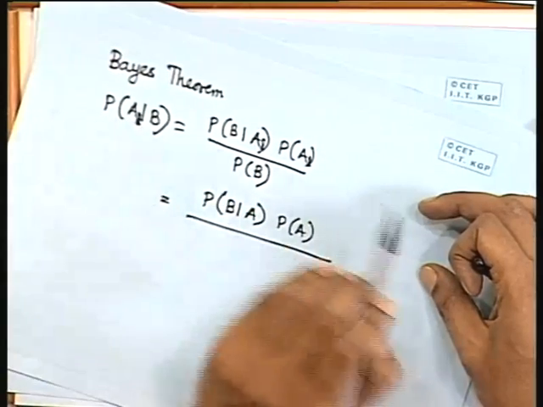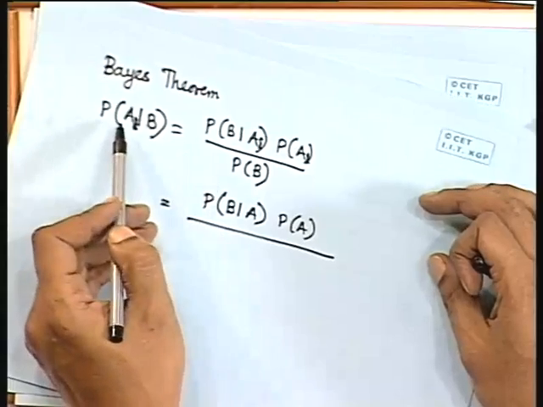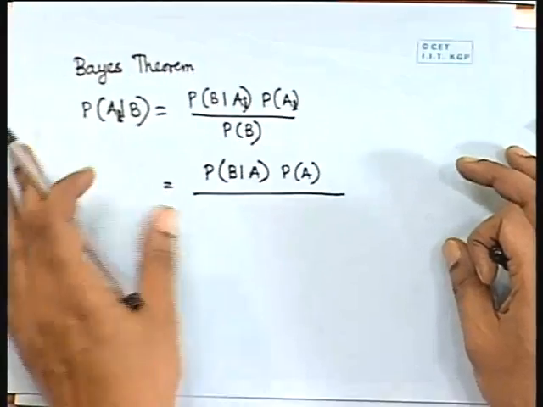Probability of A given... What time is your class? 11:30 you have a class. Huh? Okay.